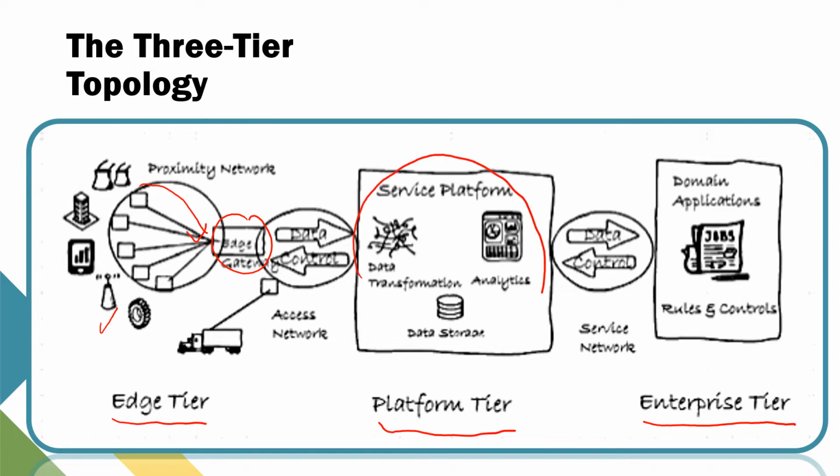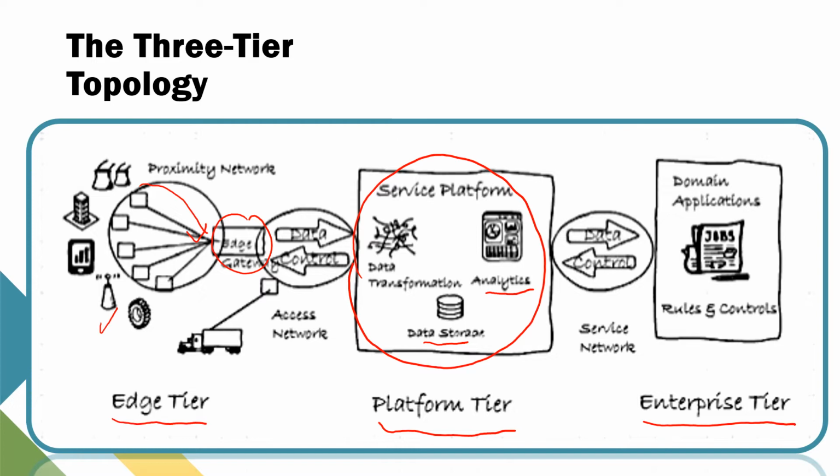In the platform tier, all of the information will be gathered, and then the analytics and the analysis of the data will be done, and the data also will be stored in the platform tier. And the last one is the enterprise tier, where the domain applications, the rules and control, and the management of the data are performed.